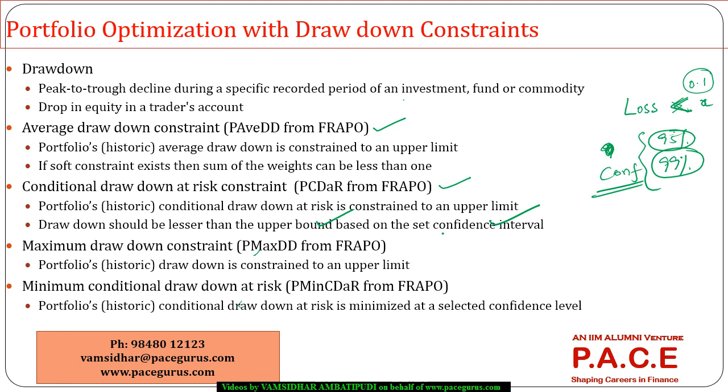And similarly, one more method that we are looking at in this context is I want the minimum conditional drawdown at risk. Whatever is the alpha that I am specifying, let's say 95% confidence or 99% confidence, at this particular confidence level, I want the drawdown risk to be as minimum as possible. So I want the portfolio to be designed in such a way that given a specific confidence interval, the drawdown losses should be as minimum as possible from the historical data.